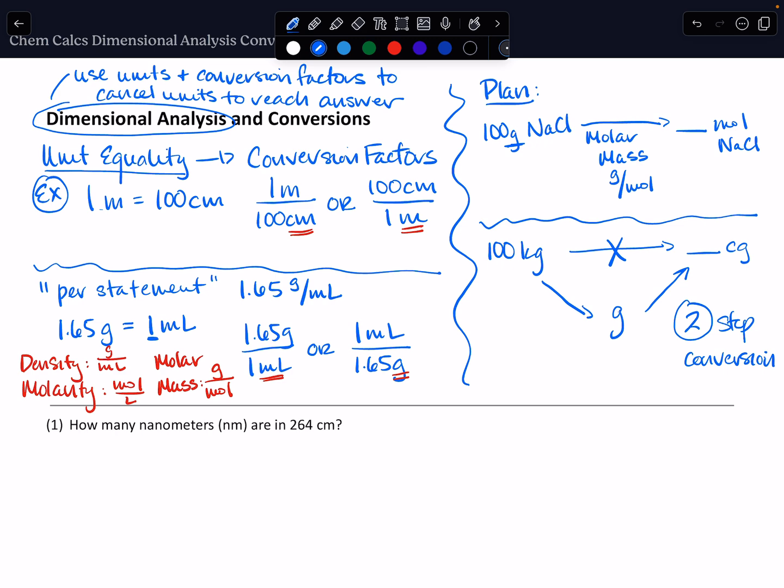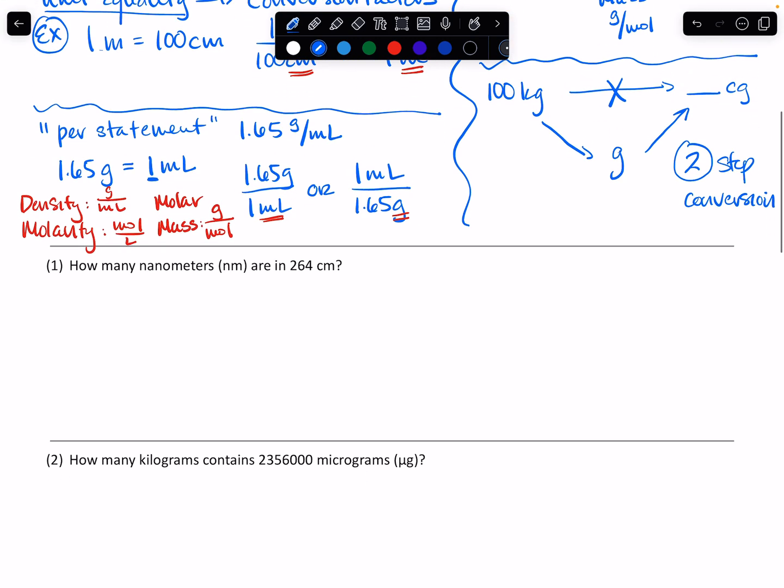Your dimensional analysis problems can be one step, they can be two steps, they can be five steps. It does not matter as long as when you are finished, the only units that are not canceled are the ones you are looking for. So you should be able to check your work as you go and make sure that you are setting these up correctly. Okay? So let's try a couple different problems.